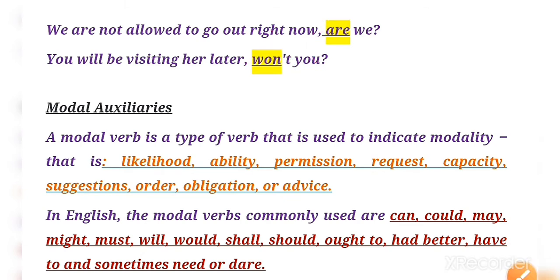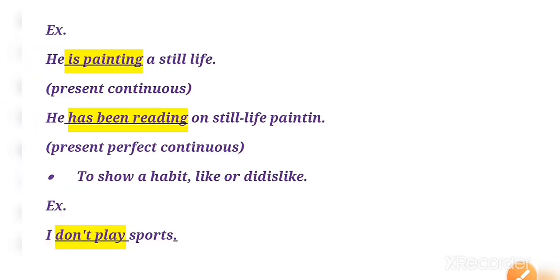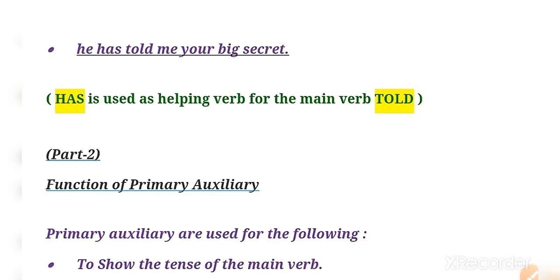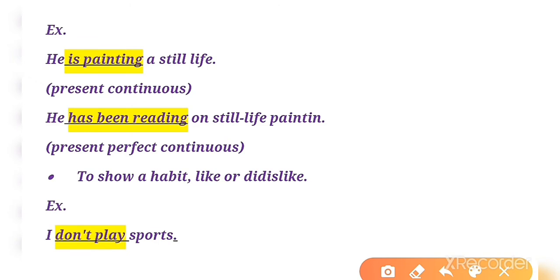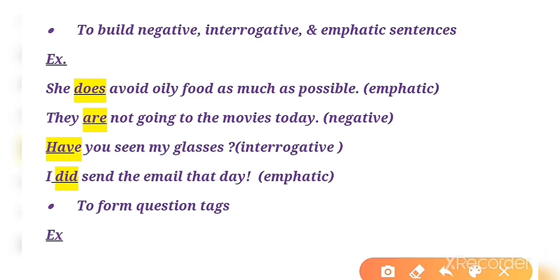So here children, we have finished how the different types of function of primary auxiliary verb can do. Here to show a tense of the main verb. Then after, to show habit, like and dislike. Then after, to build a negative, interrogative and emphatic sentence, and then to form question tags. So I hope the function of primary auxiliary verb is clear to you.